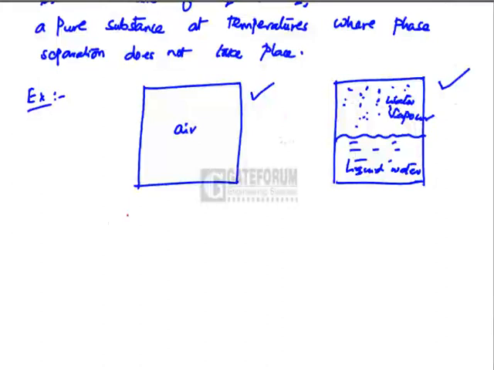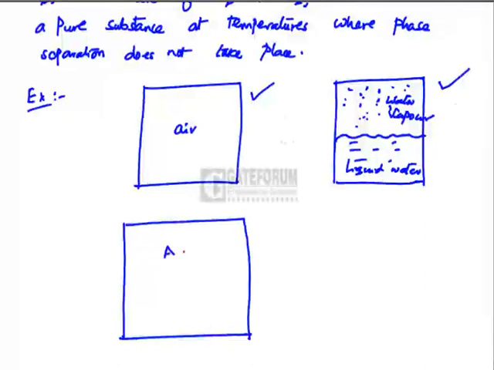Another example is a mixture of combustion gases whose chemical composition is the same throughout. It can be taken as an example of pure substance. The tick mark indicates these are all pure substances.